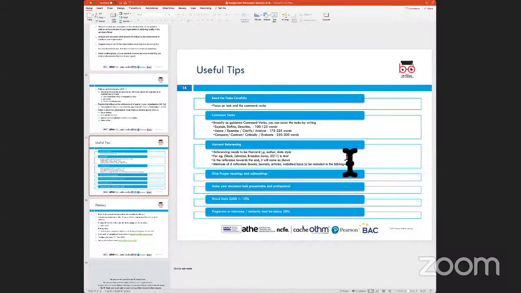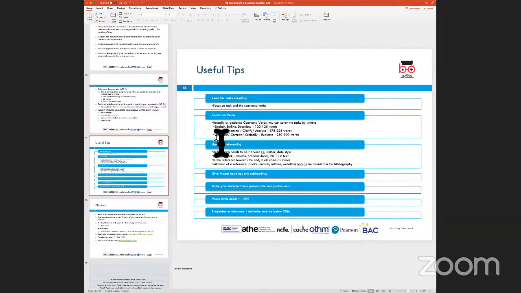Now, going back to the presentation again, just very briefly, I have also suggested a brief word limit for each task. So for example, if you have words like explain, define, describe, you're not looking at putting more than 100 to 125 words to achieve that task. When you have assess, examine, clarify, or analyze, you're looking at 175 to 225 words, which is about a page and a half to write.